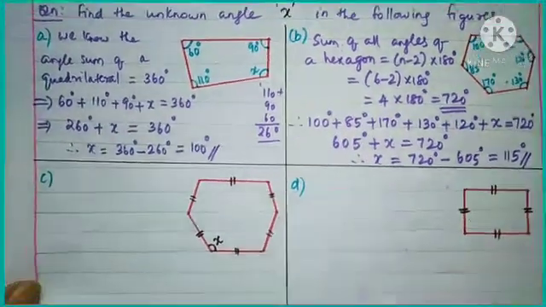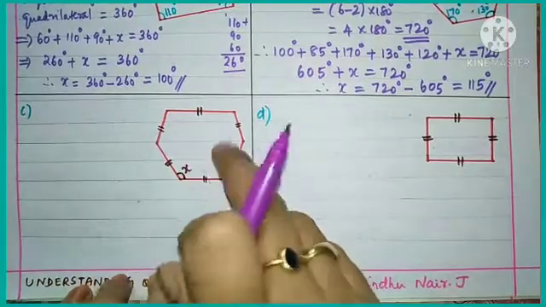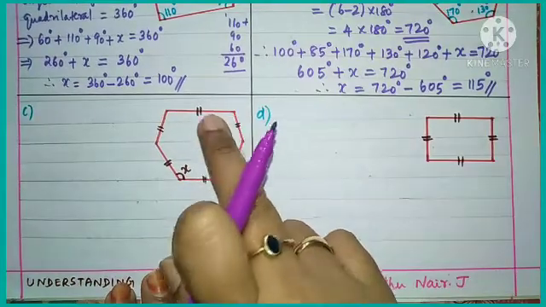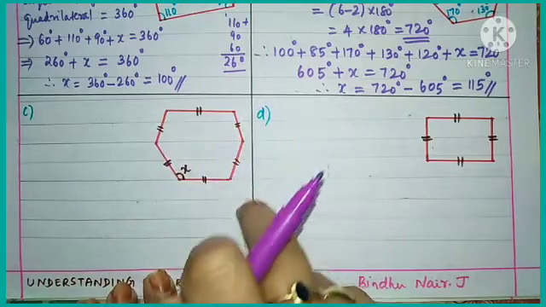Now come to the third question. Now what is given in the third question? What is this shape? How many sides? 1, 2, 3, 4, 5, 6. This is also a hexagon.